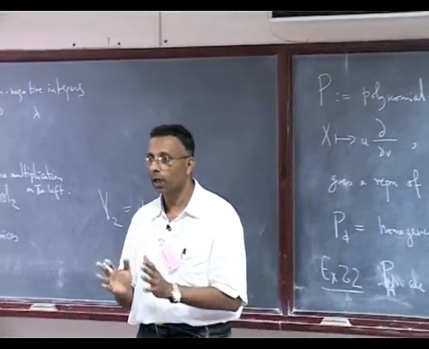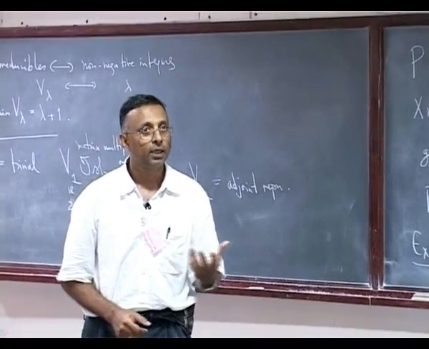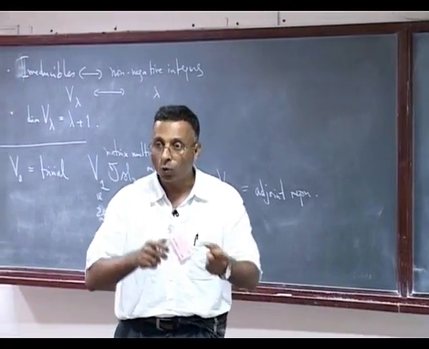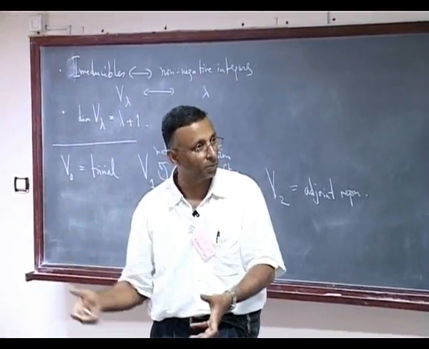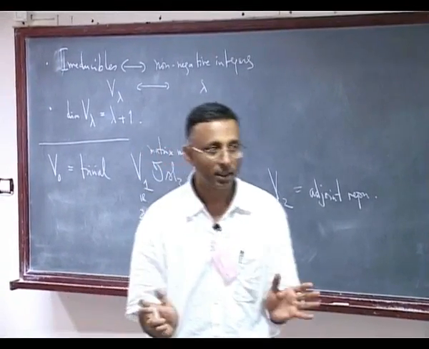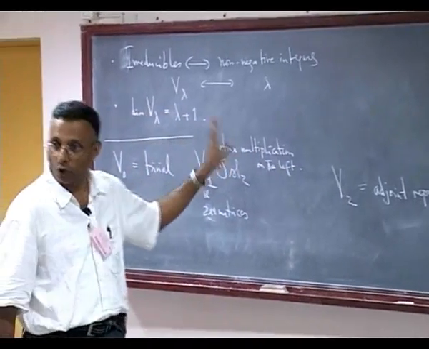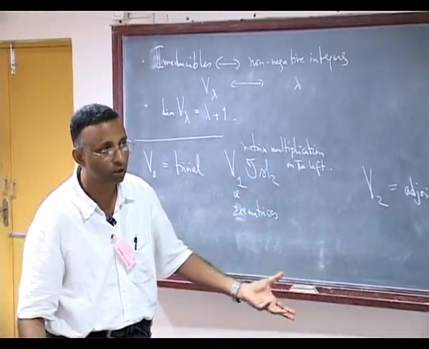What happens in general is, if you are given a representation, deciding how it splits as a sum of irreducible representations may not always be easy to do. It's a different story altogether. But at least we have one model. We know all the irreducibles, how they explicitly look.